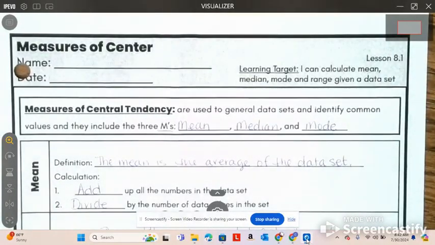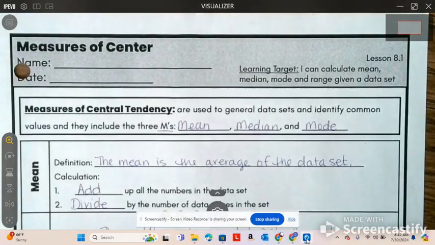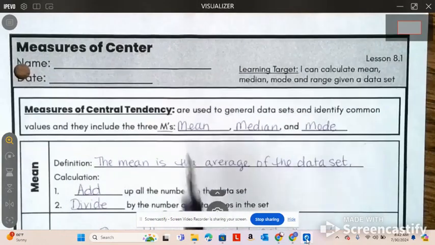Hi guys, we're going to be talking about measures of center today. This is a statistics review. You should be pretty familiar with this, so I'm going to go rather quickly, but if you need any extra help, please let me know when we get to class tomorrow.